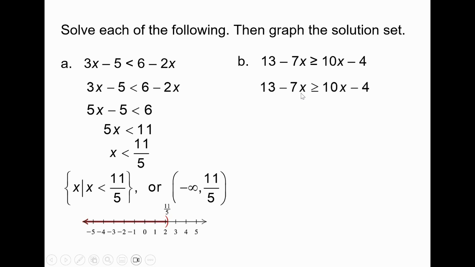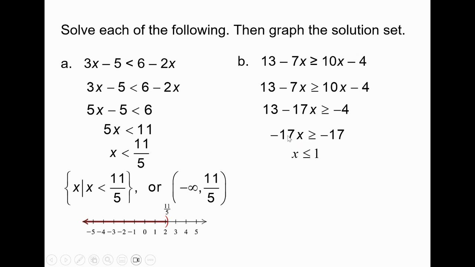Letter B, rewriting it. Here what we did is brought the 10x over to the other side as a negative 10x. The 7 combined with a negative 10 is a negative 17. Now I'm going to take the 13, bring it on the other side as a negative 13, combined with the 4. Negative 4 and a negative 13, negative 17. Now notice I'm about to divide through by a negative. I have to be aware that this inequality is going to reverse itself.